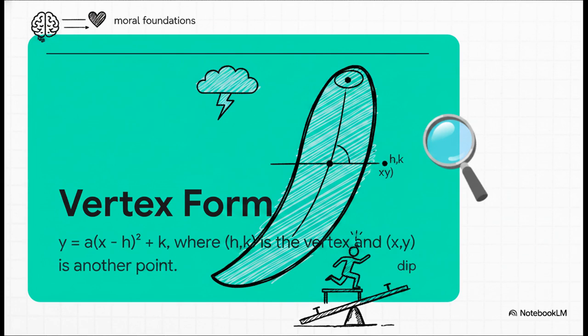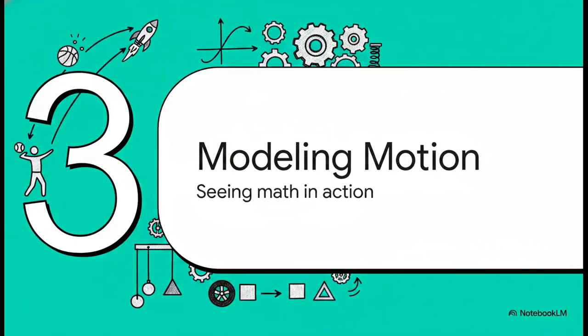What makes this whole setup so brilliant is that it lets you work entirely backward. If you just know the peak of an object's flight and then one other random snapshot of where it was, boom, you can build the complete equation of its motion. It really teaches us that with just a little bit of data and the right structure, you can figure out a whole lot. Moving on to Section 3, Modeling Real-World Motion.